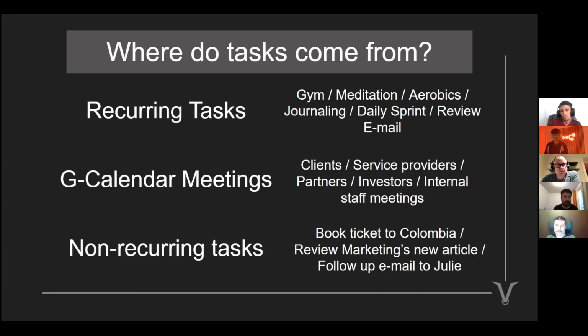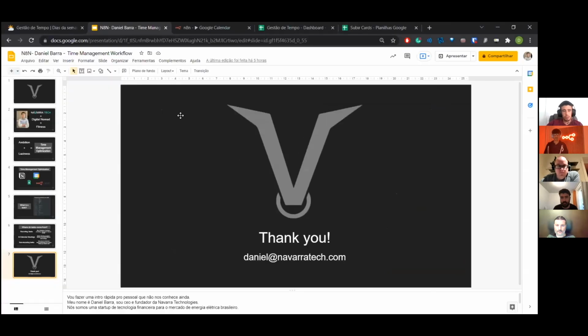The second source is Google Calendar meetings. It can be either myself scheduling with someone else or someone else scheduling with me. That could be clients, service providers, or all types of things. And non-recurring tasks, which are tasks that, basically, I'm talking here to you in a meeting, I have a follow-up with you, I'll just write them down and allocate them to a specific time, maybe later or maybe on the spot. So that could be book my ticket to Colombia. That could be review marketing's new article, or all sorts of things. So let's get into it.